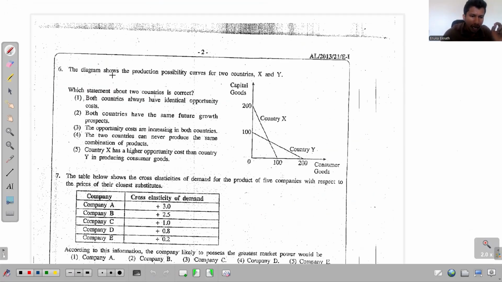It says the diagram shows the production possibility curves for two countries, X and Y. And then, okay, so we see the production possibility curve of this country X and also the production possibility curve of this country Y. And then, which statement about two countries is correct? So if you look at these options, they are talking about the opportunity costs.